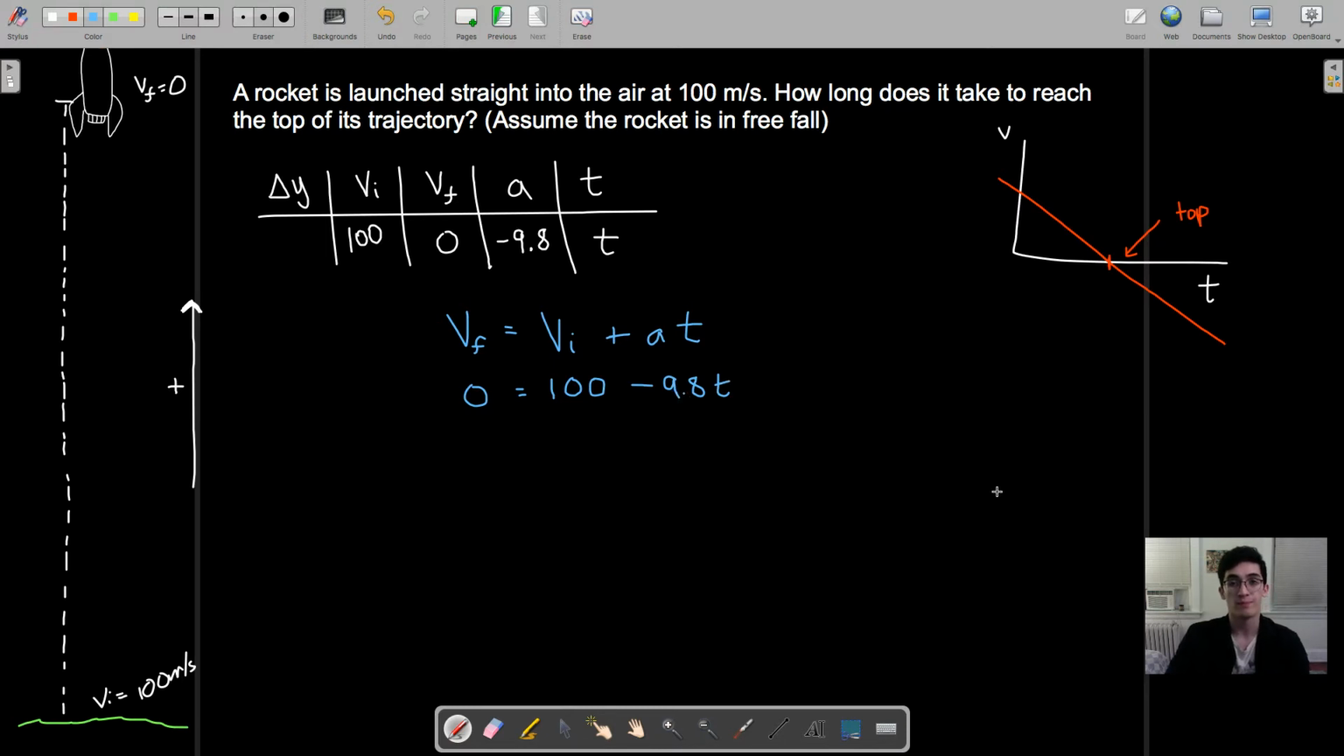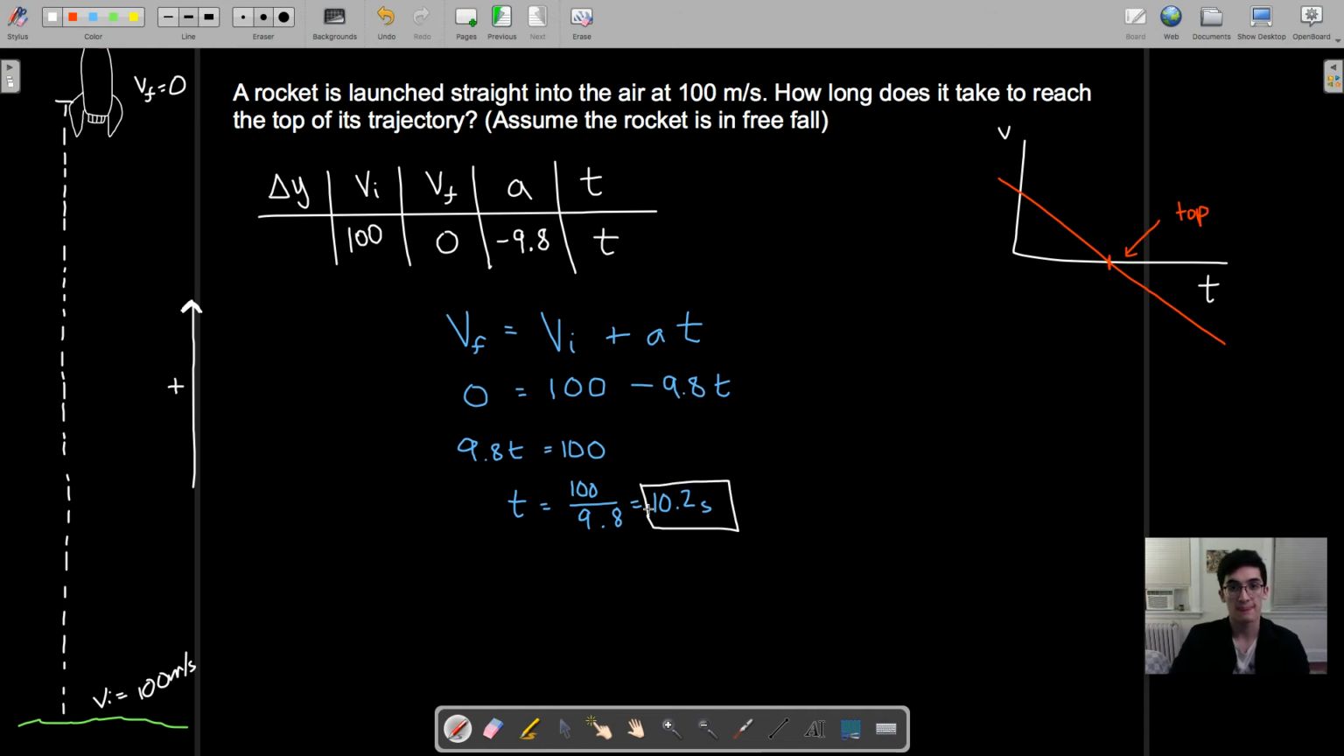So the first step here, add 9.8 times t to both sides, and I get 9.8t is equal to 100. And so if I want to solve for t, then all I have to do is divide 100 by 9.8, and I get a final answer of 10.2 seconds. And that is the end of the problem.